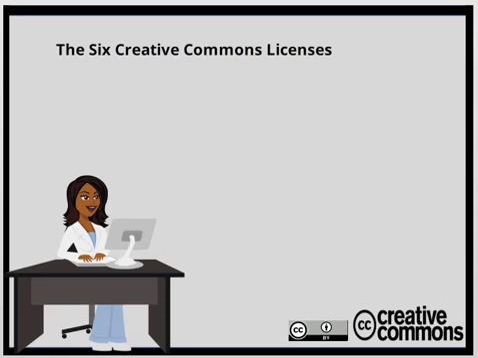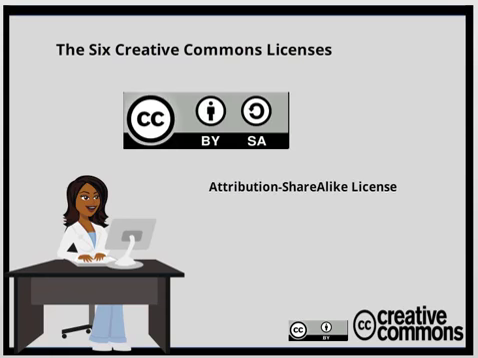The next license is the Attribution Share Alike license, or BY SA. This allows people to use the work for any purpose, even commercially and even in a modified form, as long as they give the attribution to the creator, and once they've made their adaptations and share them with others, they need to make sure they share it under the same license or a compatible license.